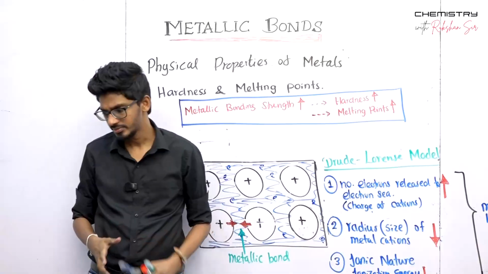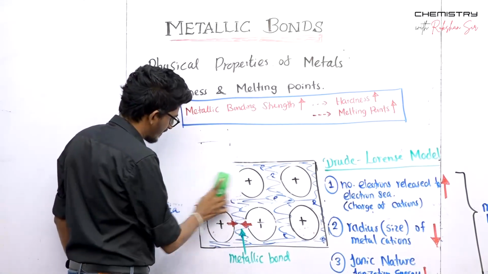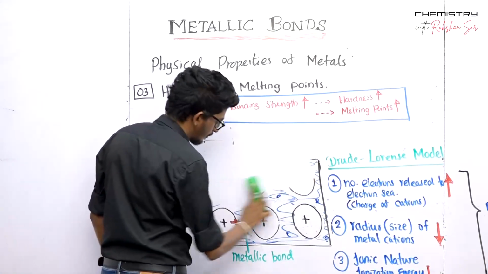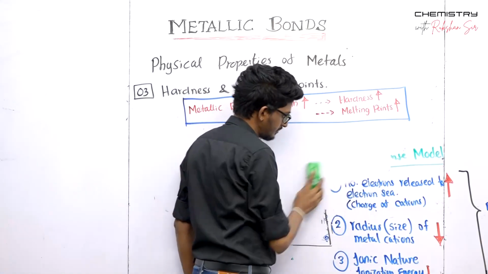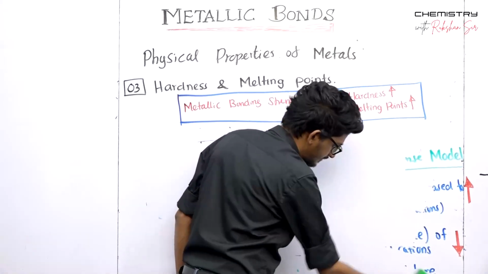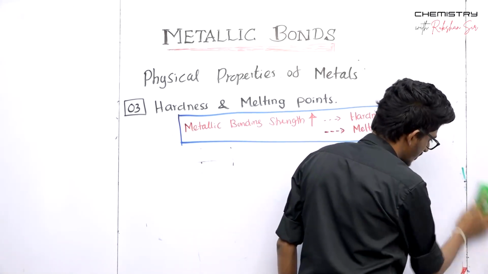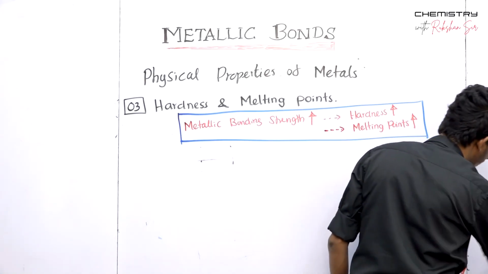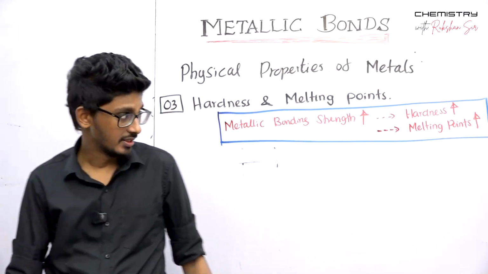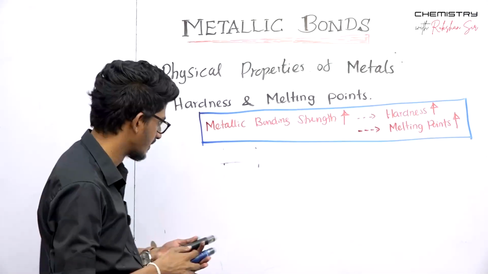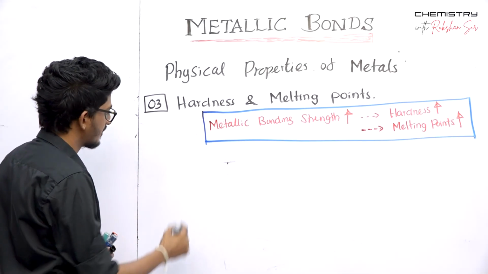Let's compare a few situations, some examples for hardness variation as well as melting point variation, right? First, let's compare two situations. Let's compare two metals. Let's consider which one has a greater hardness and which one has a smaller hardness, some soft nature, right? So, first consideration.